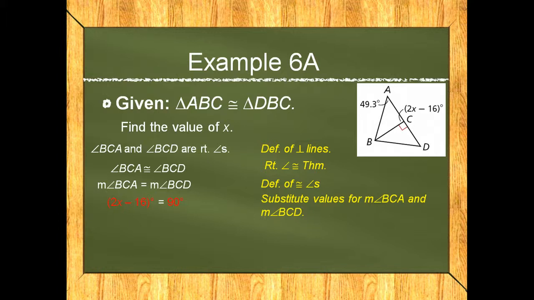So we can then state that 2x minus 16 degrees equals 90 by substituting values in for BCA and BCD. If we add 16 to both sides, we get that 2x equals 106. So all we have to do is divide by 2, and x is 53. This was what we set out to find, and we have found it.